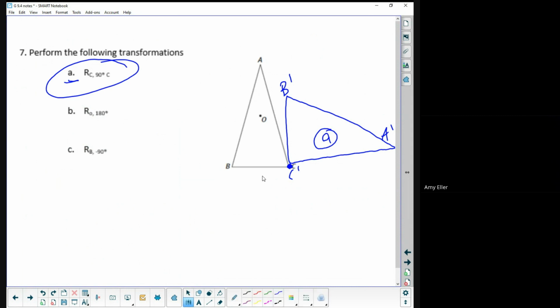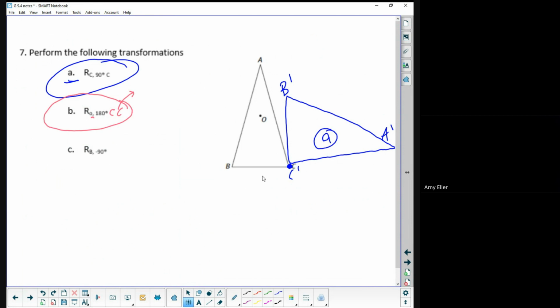Okay, our next one. Rotate about the point O, 180 degrees. You'll notice it doesn't have a direction. It really doesn't matter for 180 because it's the same both directions. However, you might want to make a note.